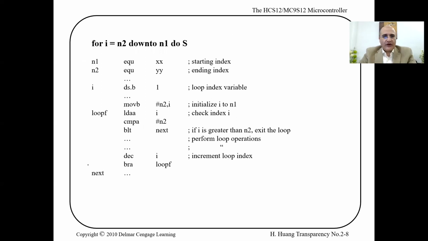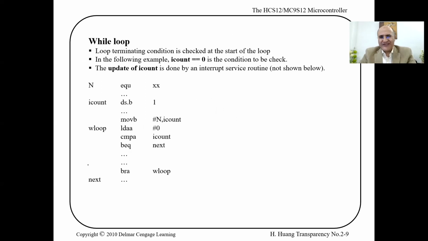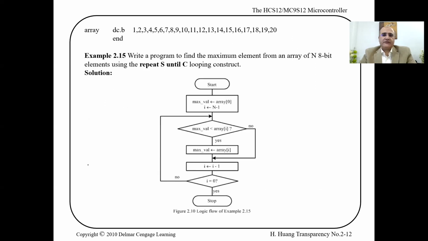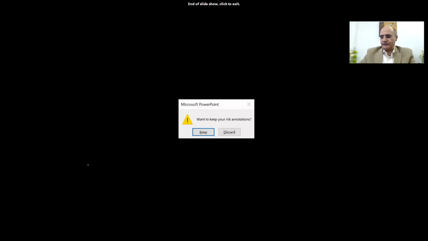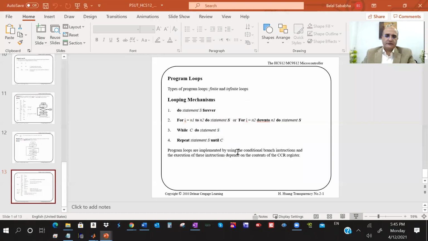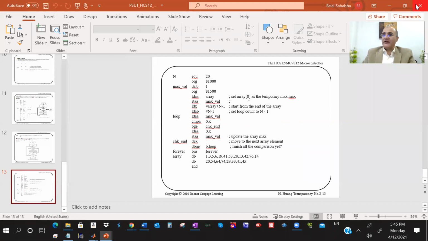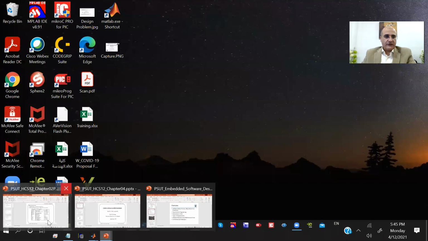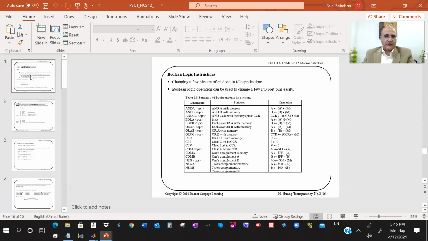Count down for I down, while loop, all the same concept. You do something, you check for a condition, either before or after. Repeat until. Many examples. I'm moving fast, huh? Okay, I'm going to close this. Now we are here.